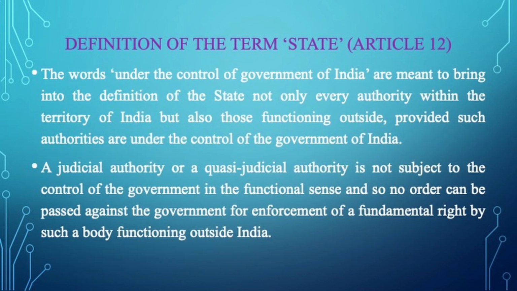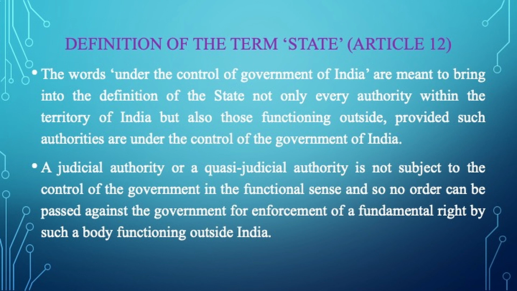The words "under the control of Government of India" in the section are meant to bring into the definition of the state not only every authority within the territory of India but also those functioning outside, provided such authorities are under the control of the Government of India. Thus, relief under Article 32 of the Constitution can be given to the petitioner in respect of an executive or administrative order of an authority under the control of Government of India but functioning outside the territory of India. In such cases, suitable orders may be passed against the Government of India, directing them to give effect to the decision of the court in exercise of the power of control over the authority outside the territory of India.